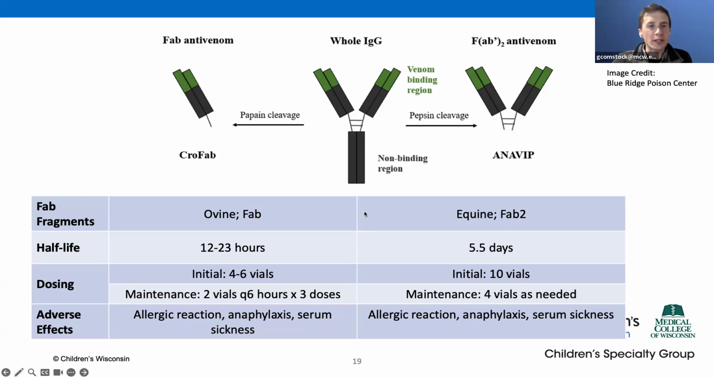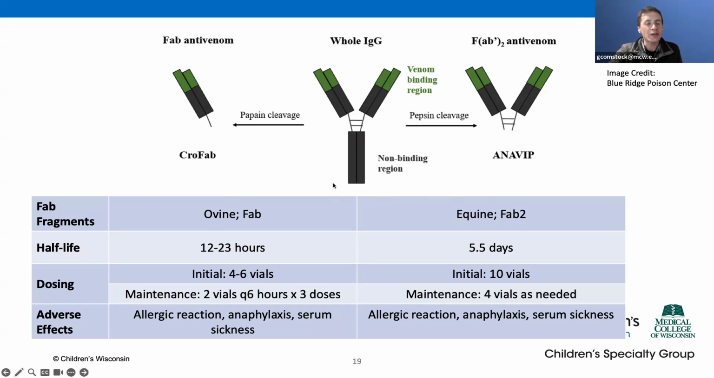So, what are the differences between these? Well, all of these start with whole IgG. And these are antibodies that are developed in some host organism. So for CroFab, it's developed in sheep. In Anavip, it's developed in horses. And those sheep or horses will be injected with some cocktail of different snake venoms, and they very kindly then produce their own immunological response, and that entails the production of a lot of these whole IgGs.